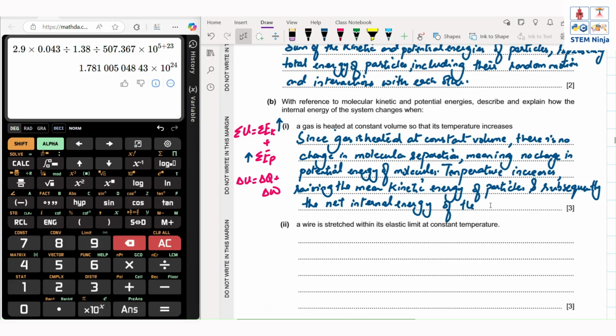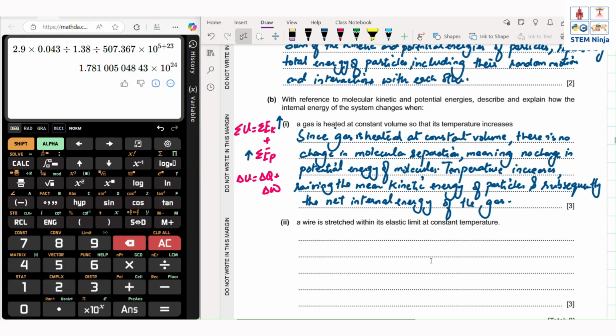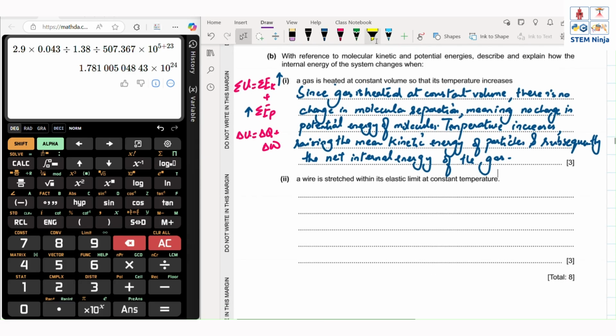All right. A wire is stretched within its elastic limit at constant temperature. So if there's a constant temperature over here, then the change in internal energy is happening from the change in potential energy. Since this is stretched, the net potential energy has risen. Okay, so that's what we have to write about.